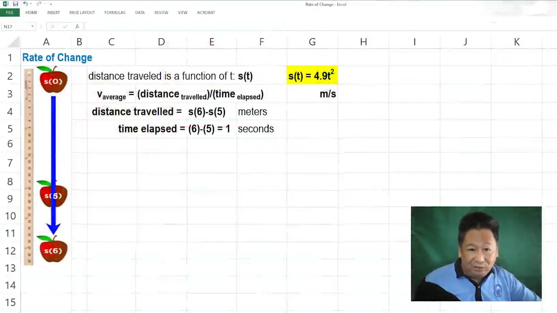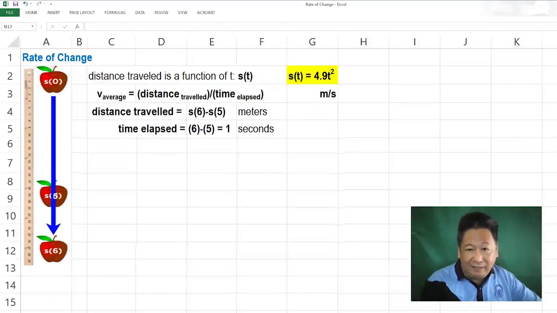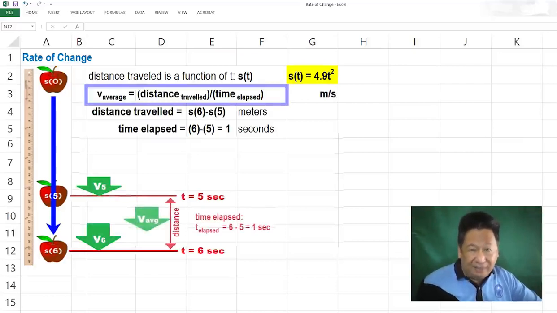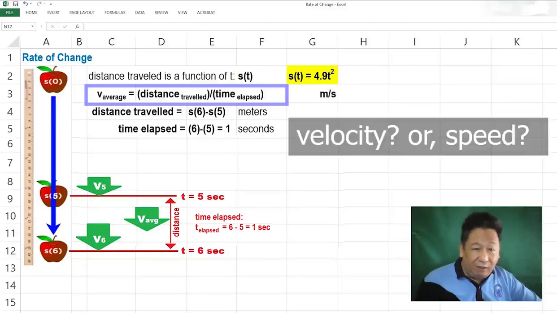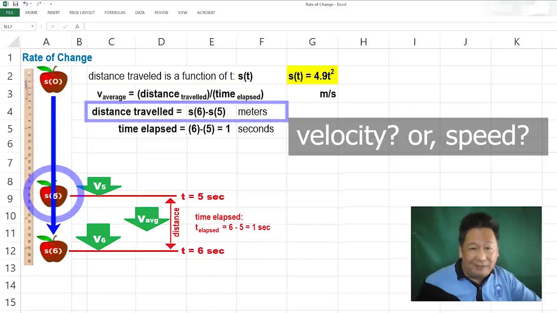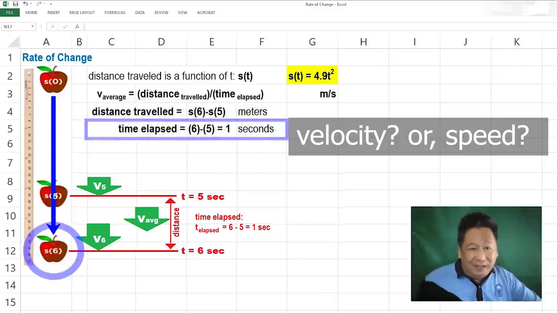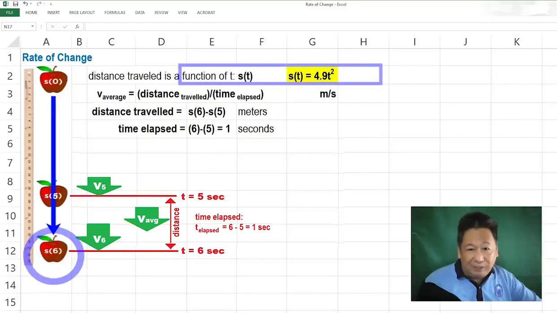Just like we did in lesson 2 with the secant and tangent lines, let's make an approximation. We can calculate average velocity as distance traveled over time elapsed, in meters per second: meters for the distance traveled and seconds for time elapsed. Just a review in physics: why velocity? Why not speed? Direction. The movement of the falling apple, in meters per second, has a direction, downwards.